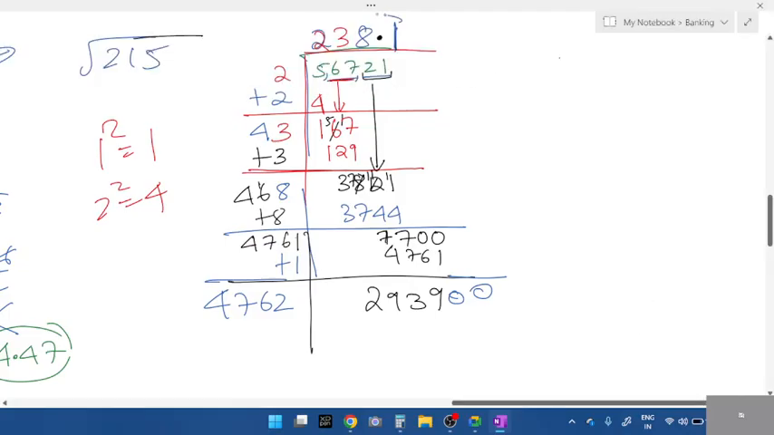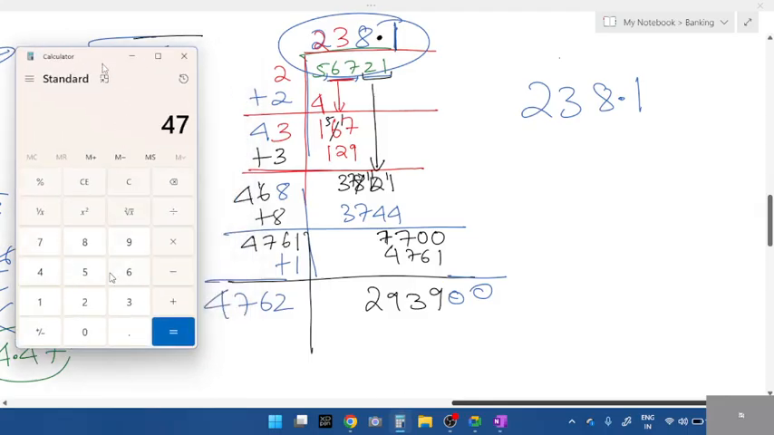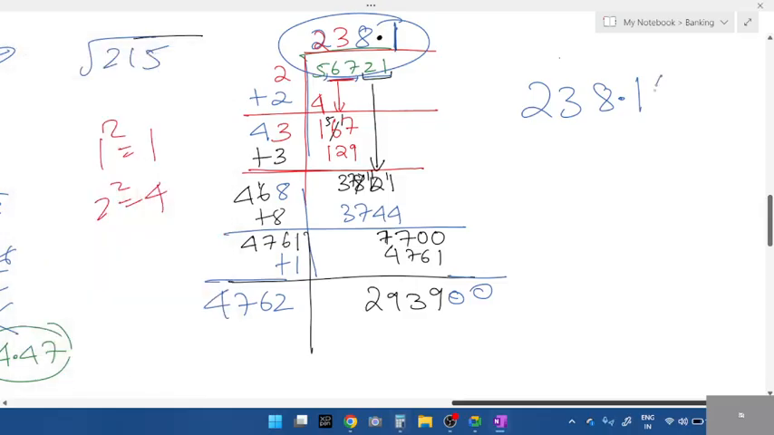So what's the answer we got so far? 238.1. 47625 into 5. 238. 47626 into 6. Okay. If you continue, you will get 6, students. 238.16. Let us check in the calculator.